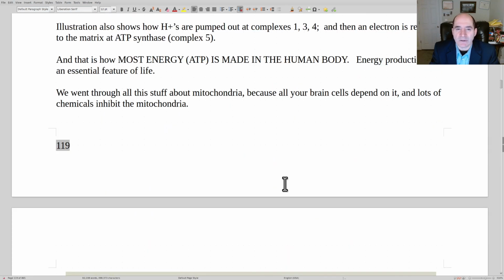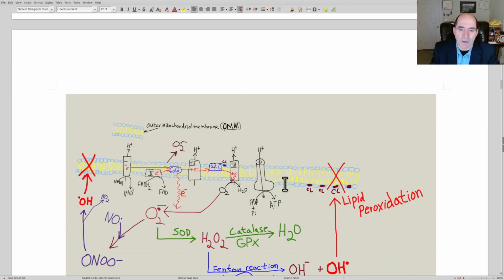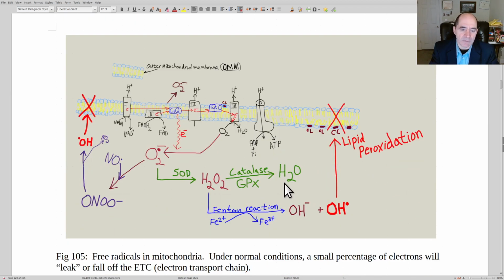You can only make like 2 ATP with glycolysis, but when you run the whole electron transport from 1 molecule of glucose, you can make around 32 to 36. Okay.